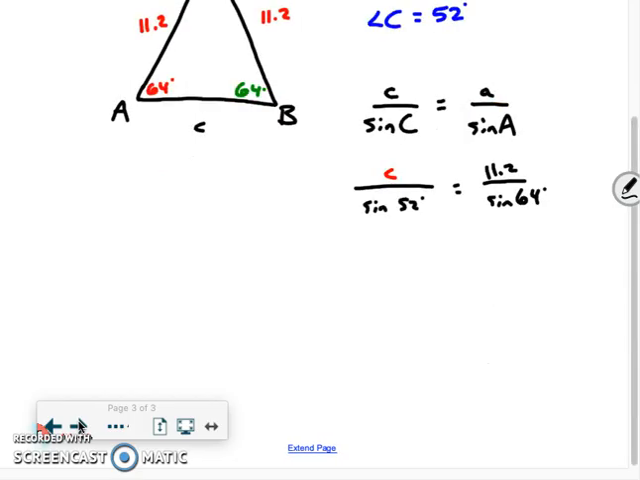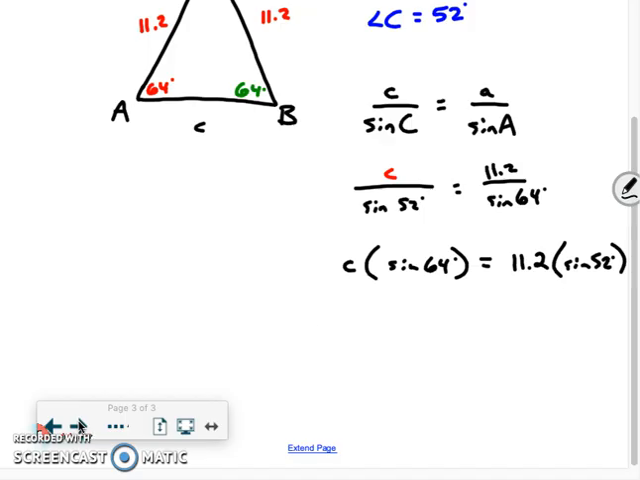So again, one of the places that people run into trouble, what mode should our calculator be in? It should absolutely be in degrees. So again, it's worth double checking, triple checking. So if we were to cross multiply, C times the sine of 64 degrees is equal to 11.2 times the sine of 52 degrees. The goal was to get C isolated.